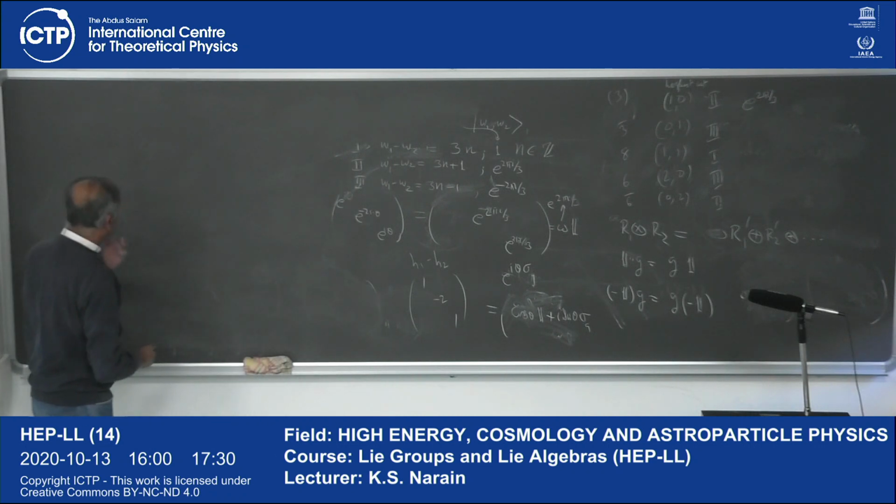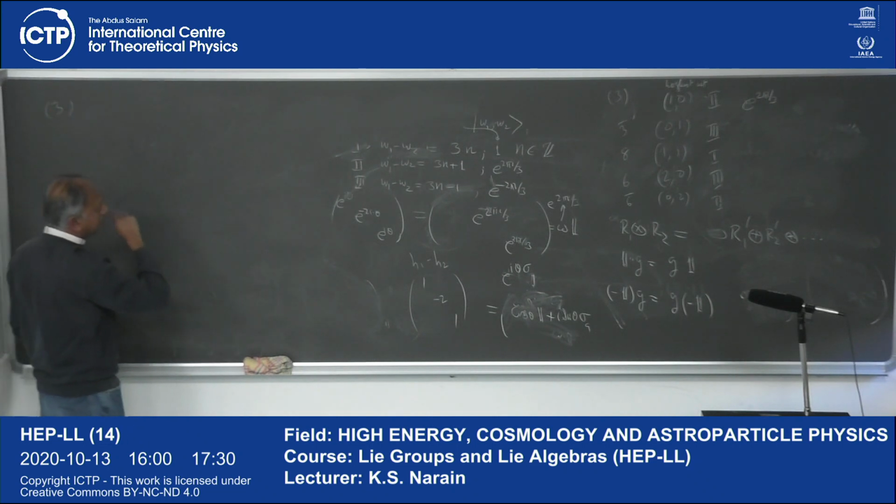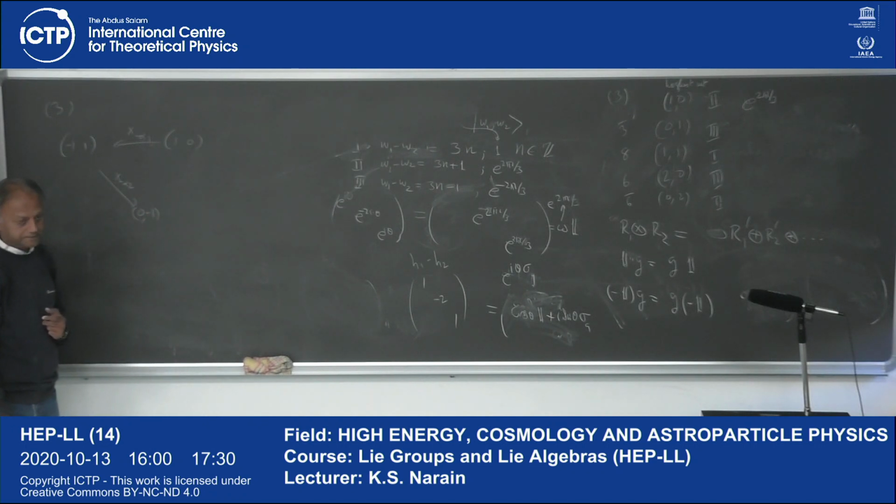Okay, so let's look at the 3-dimensional representation. The weights were 1, 0. Then we applied x minus alpha 1, so we get minus 1, 1. Then I apply x minus alpha 2, and we get 0, minus 1. Okay? This is a 3-dimensional representation.